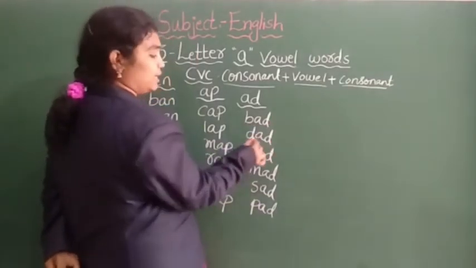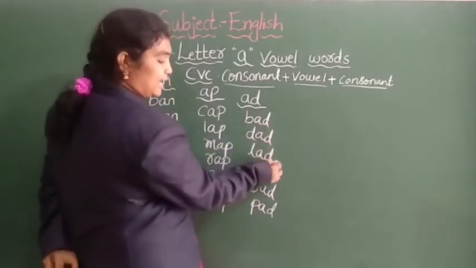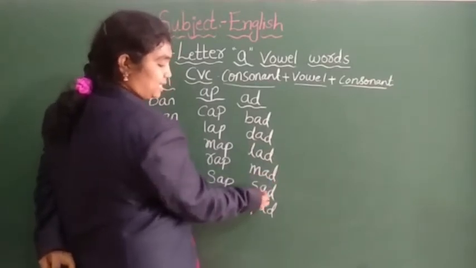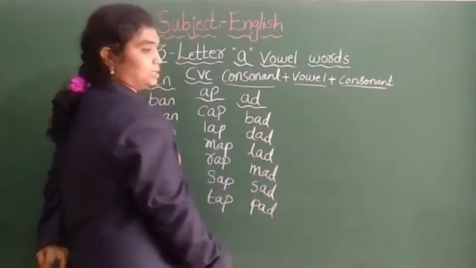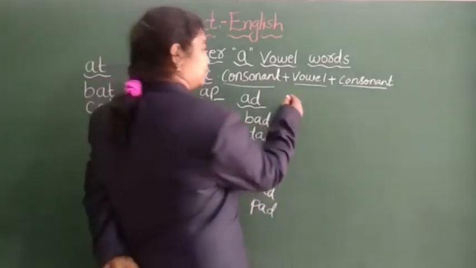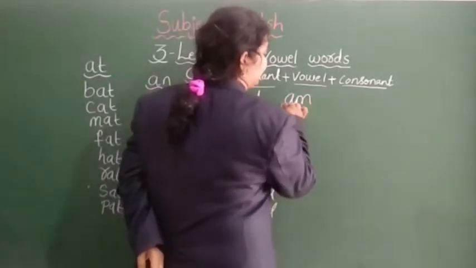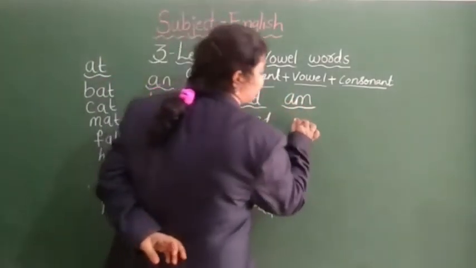B, A, D, bad. D, A, D, dad. L, A, D, lad. M, A, D, mad. S, A, D, sad. P, A, D, pad. Okay? We'll do some more words. Okay? A, M, am. Okay, Nana?